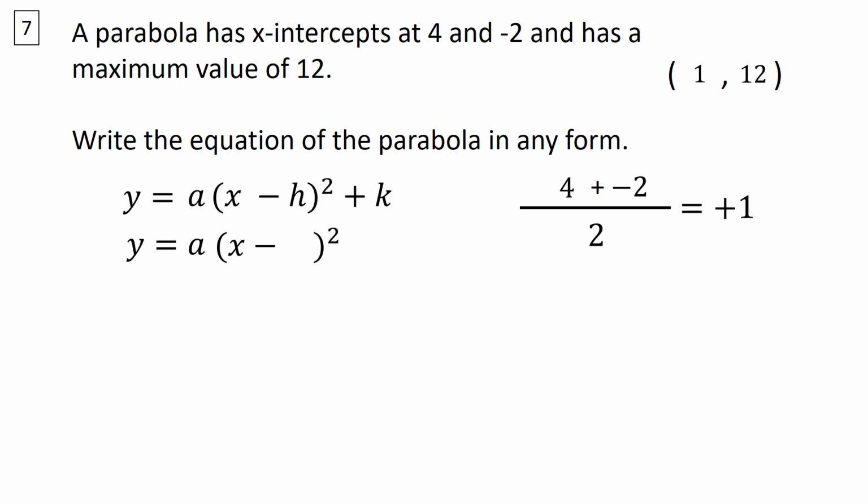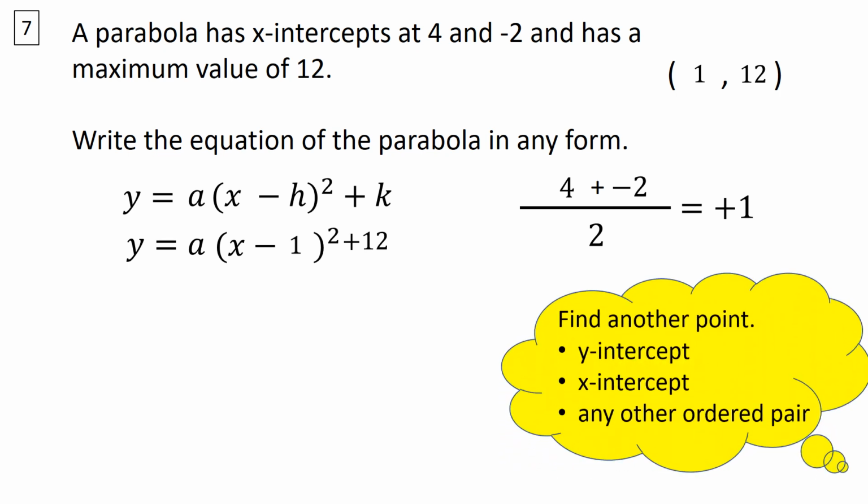H is going to be the x-coordinate of the vertex, k is going to be the y-coordinate of the vertex, x is lie, y is tell the truth. So x minus 1 squared plus 12, but we still need to find a. A is still going to be the same thing. We already know what it's going to be because we've worked it out once already. But the whole same idea is going to hold. We need to get one more point on the graph. We've already used the vertex, so maybe we could use the y-intercept, but I don't know the y-intercept. I do know some x-intercepts.